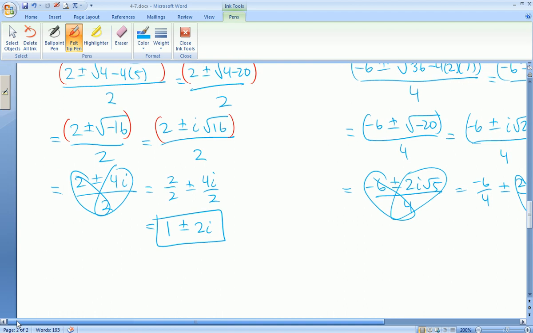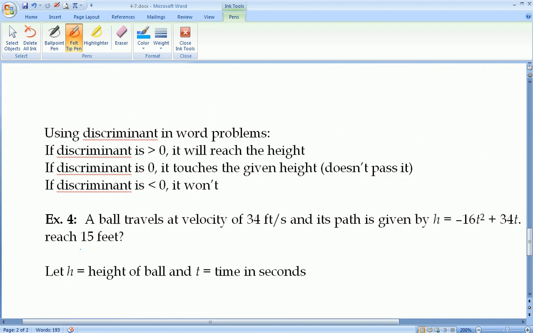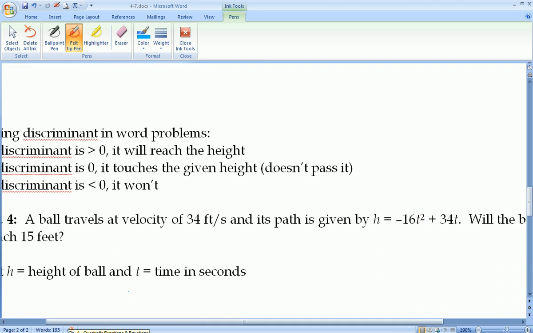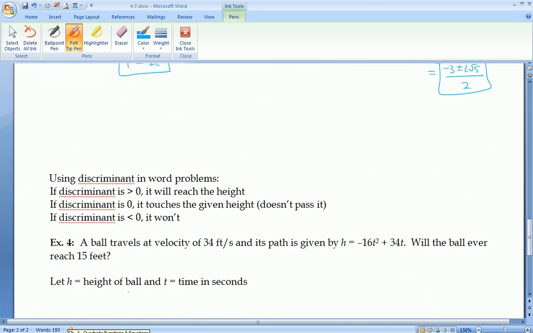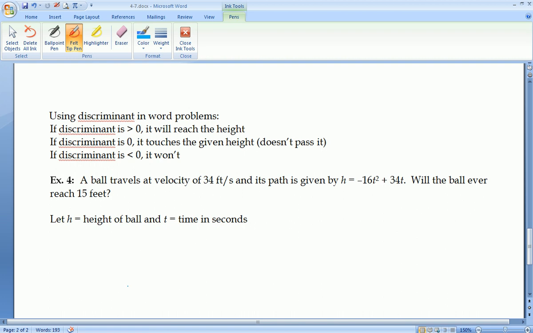All right, we're on our last example right now, and this is a word problem to see if a certain ball reaches a certain height, and we're going to use the discriminant part. Okay, I'm going to show you how and why the discriminant part is necessary in this one. You don't exactly have to use it, but it does help. So it says a ball travels at a velocity of 34 feet per second, and its path is given by h, which is height, equals negative 16t squared plus 34t. t is time. Will the ball ever reach 15 feet? h is height of the ball, t is time in seconds.